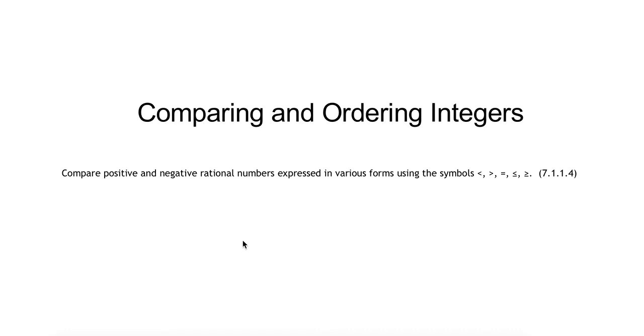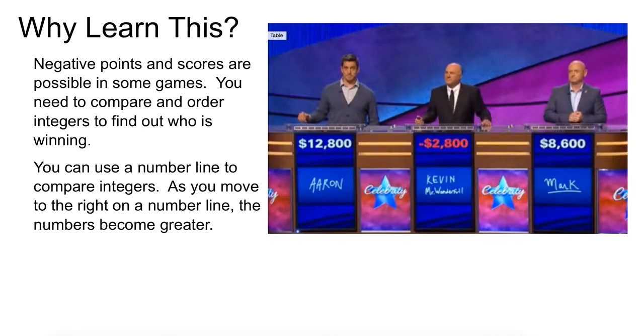And ordering integers. Compare positive and negative rational numbers expressed in various forms using the symbols less than, greater than, equal, less than or equal to, greater than or equal to. Why do we learn this? Negative points and scores are possible in some games.